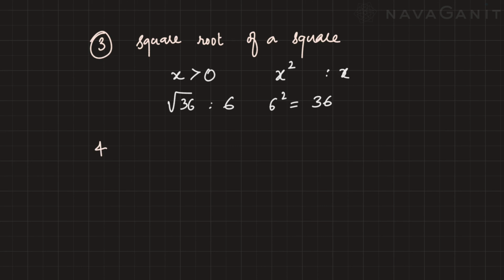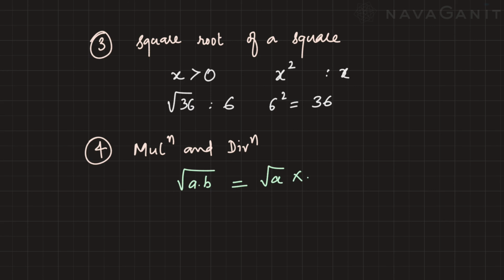Now let us see some multiplication and division properties of square roots. Say for example, we have square root of a multiplied by b. This we can break down as square root of a multiplied by square root of b. Similarly, say we have square root of a upon b, we can break it down as square root of a upon square root of b, provided b is not equal to 0, because division by 0 is undefined.